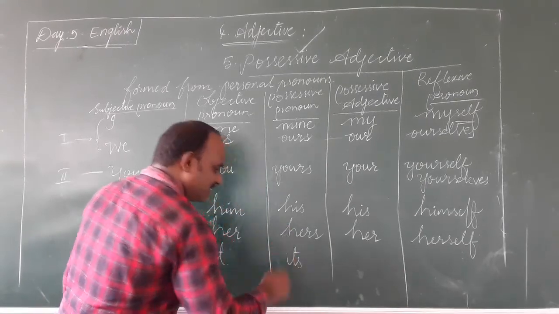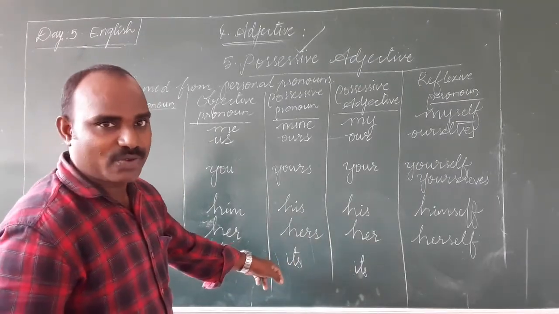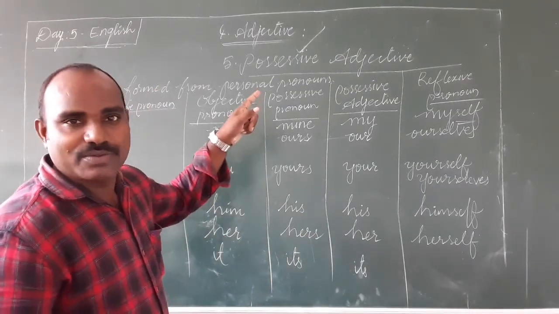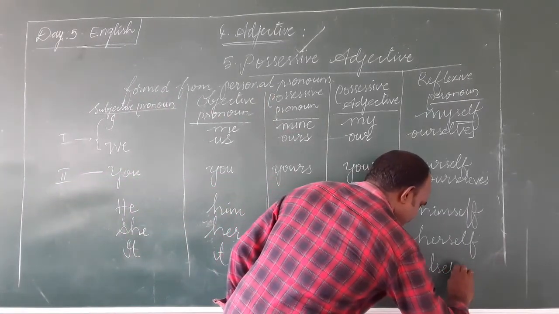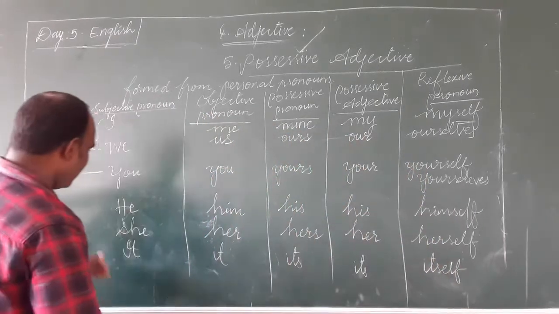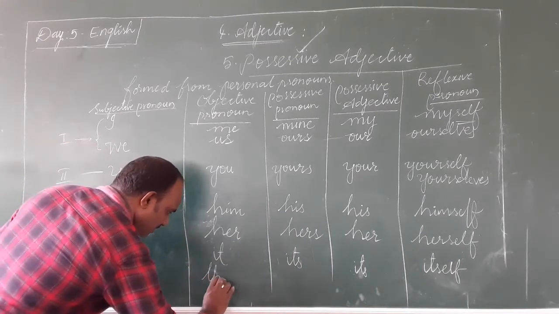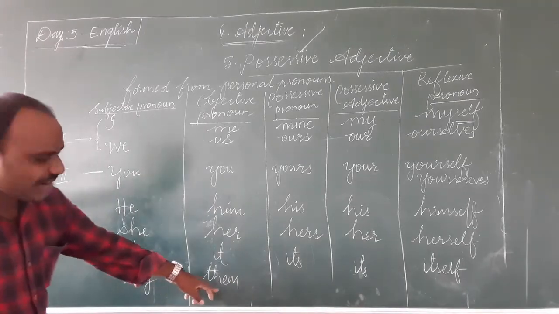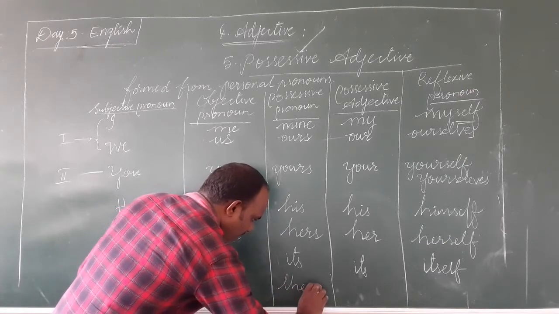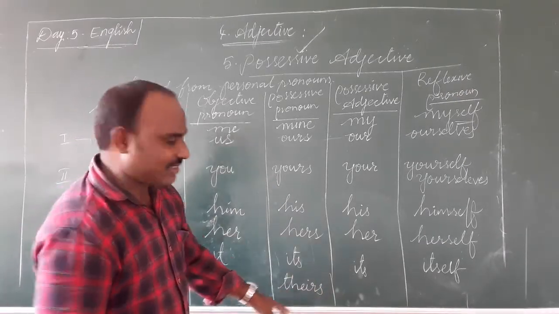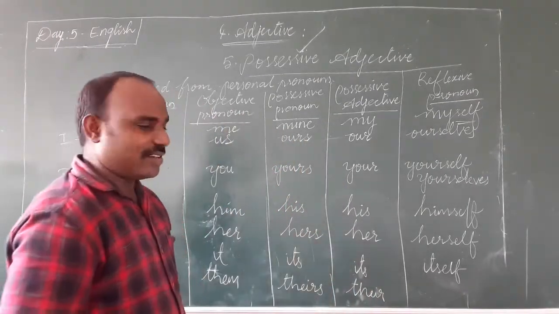Its, possessive pronoun, its, and itself, reflexive pronoun. Its has no apostrophe. You must be very, very careful while writing its here. I told you at the beginning of the video, I mean in the third video. And third person plural, they. They is subjective pronoun, them is objective pronoun. Possessive pronoun, theirs, T-H-E-I-R-S. Possessive adjective, their, T-H-E-I-R.